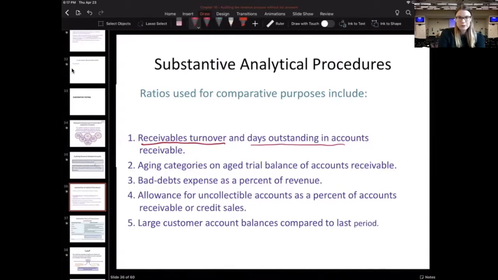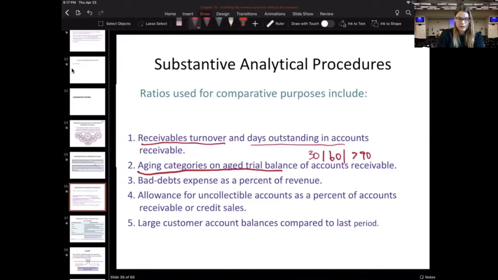You would also look at aging categories on the aged AR trial balance, like we talked about last time, and you'd see how they're trending over time. So last year versus this year. So we talked about how you'd look at these categories like 30 days, 60 days, greater than 90 days, and you'd see how they compared prior year to this year. So is your over 90-day category skyrocketing? Then that's probably a pretty bad sign for your business.